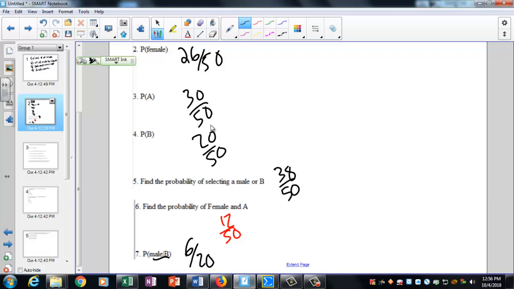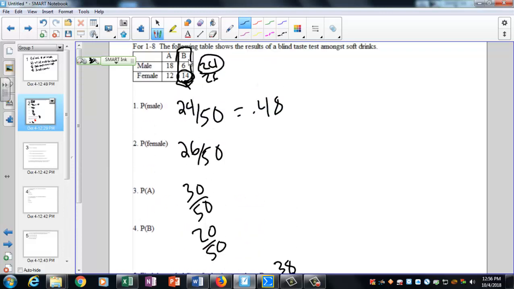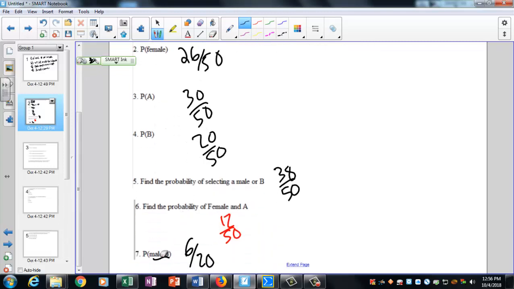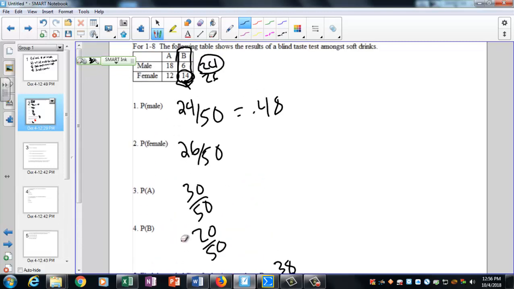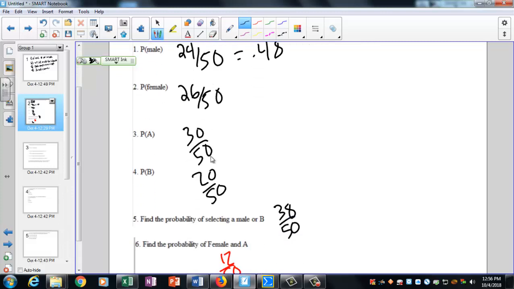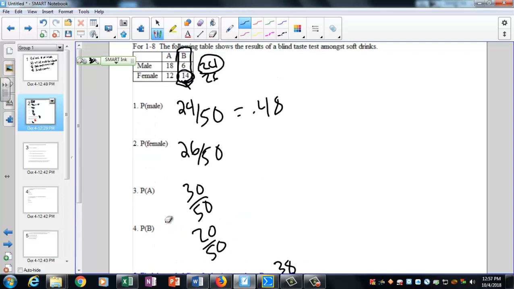Okay. Any questions on that? What's that? It's got to be somebody who said B, right? How many people said B? 6 and 14 is the number of people who said B. So it's got to be one of those 20. So it's 20. And then out of that 20, 6 of them are male. Are we good?